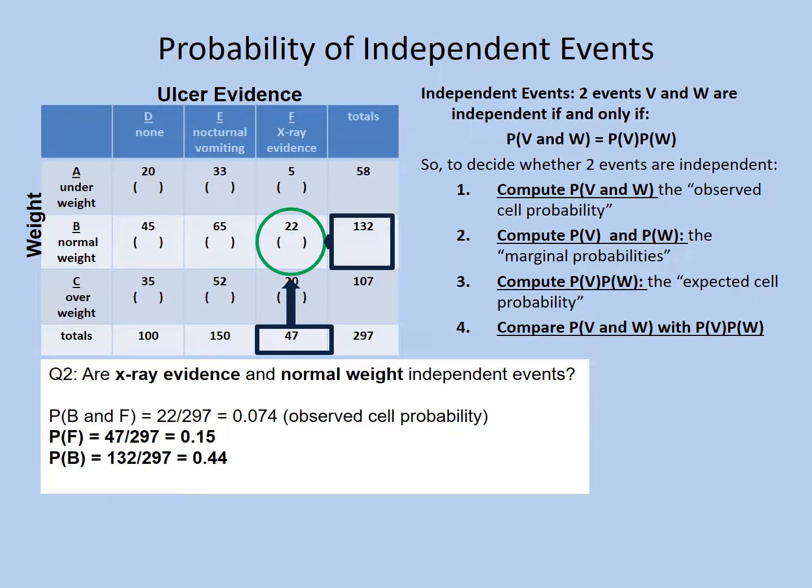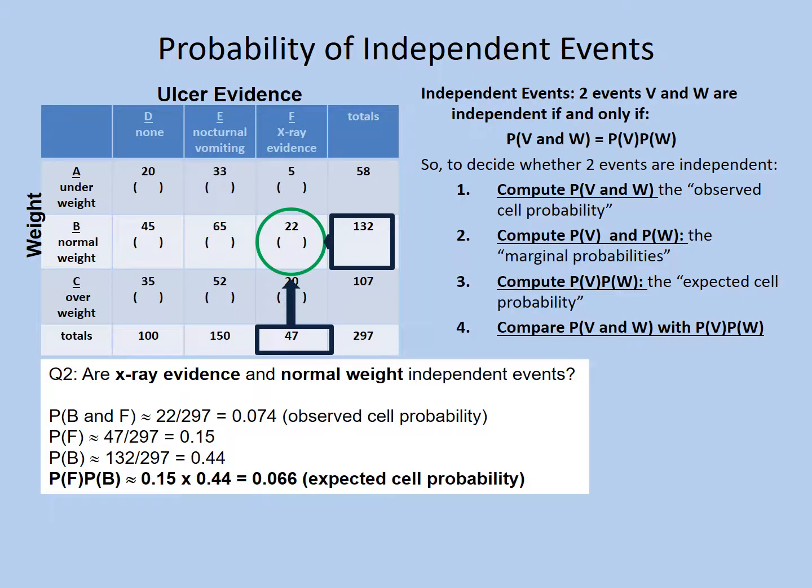For step 2 in this process, we compute the separate marginal probabilities P of F and P of B. P of F is equal to 47 divided by 297, and P of B is equal to 132 over 297. So P of F is 0.15 and P of B is 0.44. Multiplying P of F and P of B, we get 0.15 times 0.44 is equal to 0.066. This is our expected cell probability.